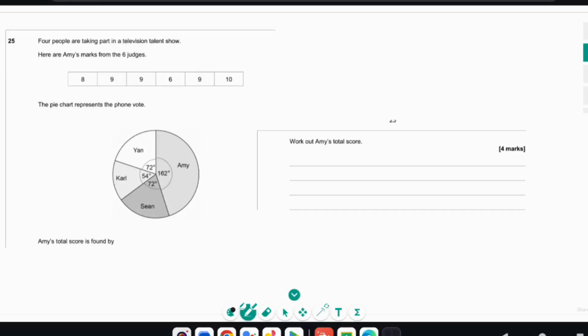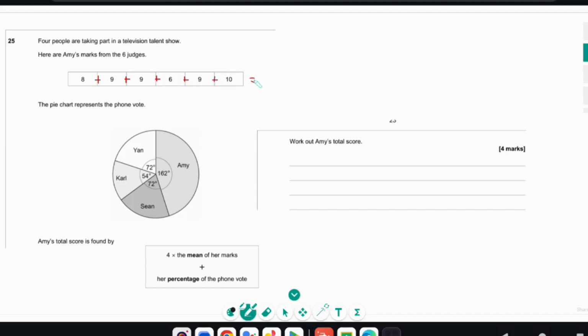4 people are taking part in a television talent show. Here are Amy's marks from the 6 judges. Pie chart represents the phone vote. Amy's total score is found by 4 times the mean of her marks, add her percentage on the phone votes. We need to get the mean of her marks first. To get the mean, we add up all these values and divide by the amount.